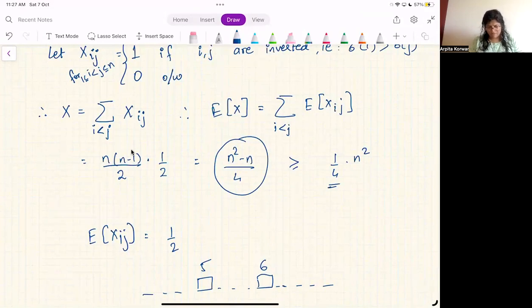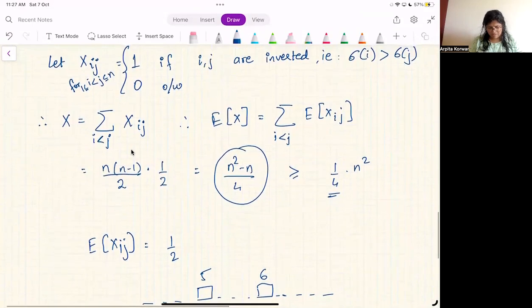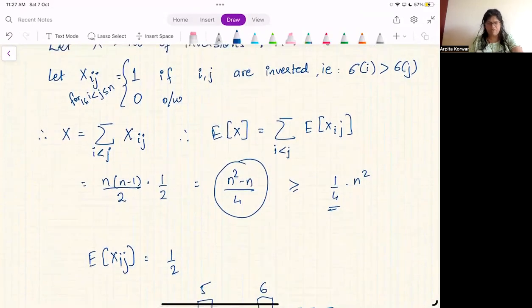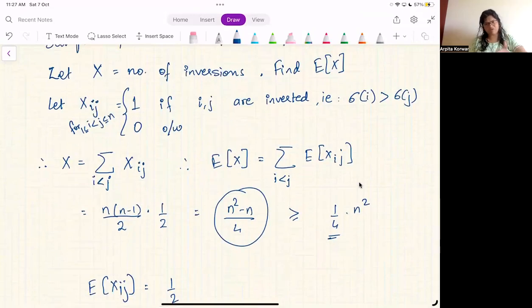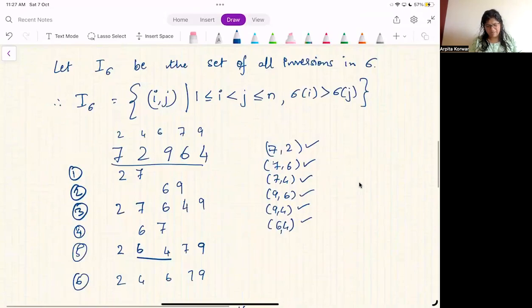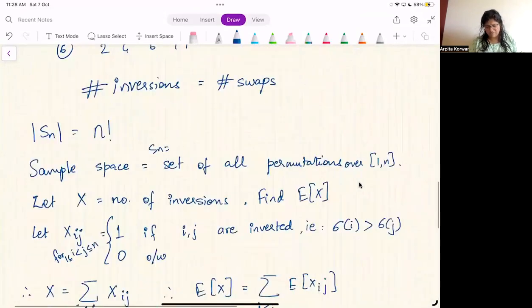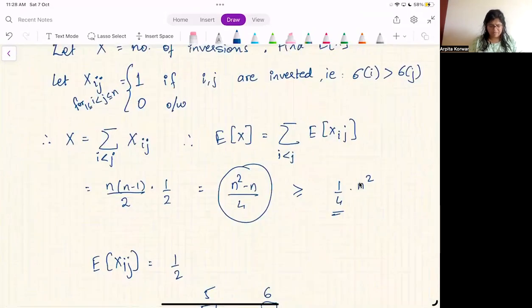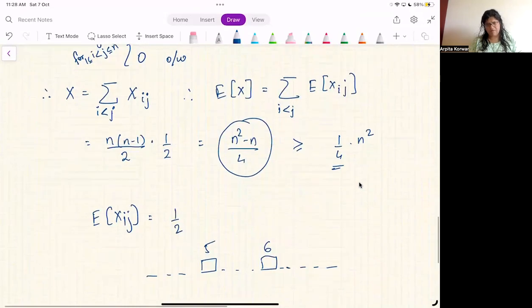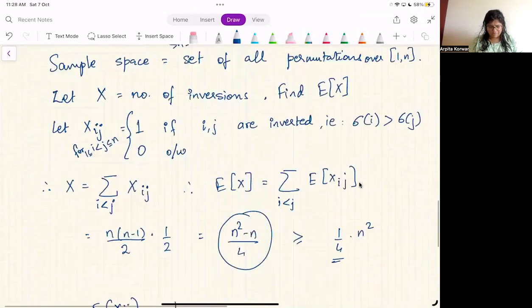We have shown that the number of inversions in expectation, or on average, is greater than some constant times n squared. The number of inversions is equal to the number of swaps, and the number of comparisons is lower bounded by the number of swaps. So the number of comparisons is also greater than some constant times n squared. Okay, so we have shown this for bubble sort.